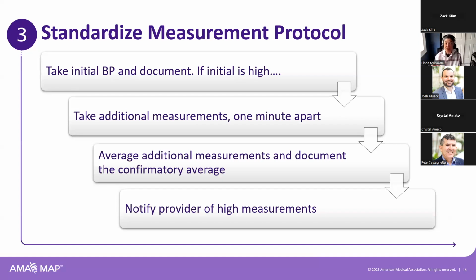So we suggest standardizing your measurement protocol so that everyone does it the same way. You take an initial blood pressure, and if that's high, greater than or equal to 140/90, you should repeat the blood pressure measurements. Take 2 to 3 more readings, 1 minute apart, then average the additional readings and document the confirmatory reading in the EHR.